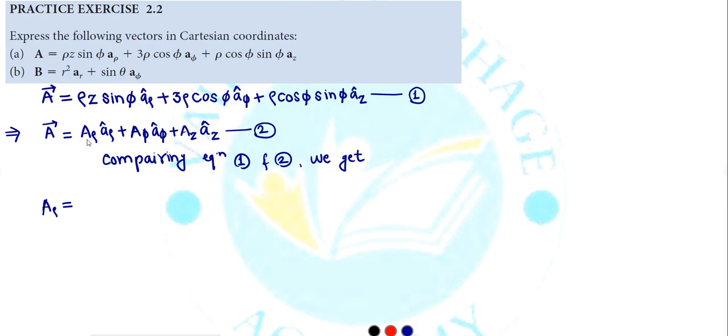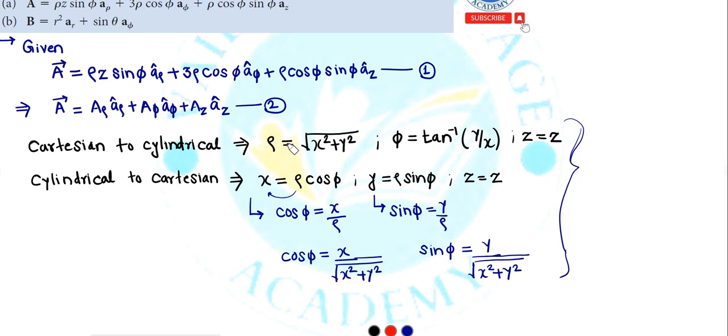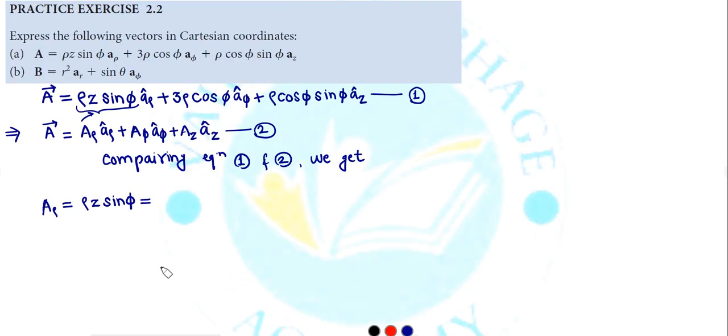If you compare this A rho and this A rho cap, what is the value of A rho we are going to find? A rho is nothing but rho z sin phi. You can refer to the previous slide for the values of rho and sin phi. Rho is the square root of x square plus y square, or else leave that one and simply put the value of sin phi.